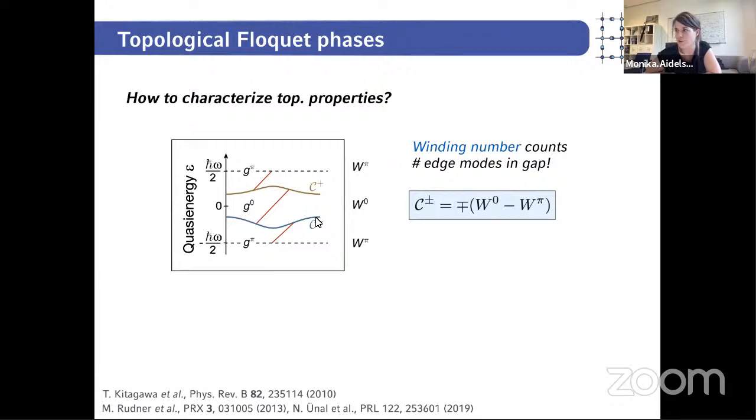So I have actually not put the formula, which I probably should, but you can look it up in this reference here by Rudner, for example, where this is nicely explained. So we can compute the winding number from the time evolution operator U of t, but taking into account how it varies within one driving period. And so this W then gives you the number of edge modes within a certain gap. And if you're able to extract this winding number, you know all the topological properties of the system.